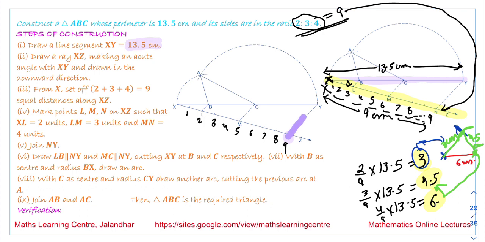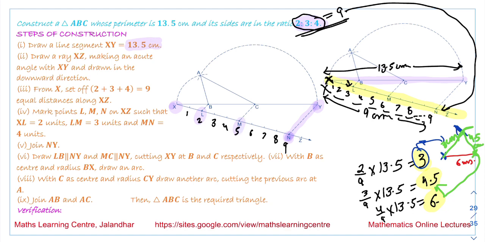We have joined this N and Y. We have joined these 2 points N and Y. We have this line XY. We have this line XN. Then we require the ratio to be 2:3:4. Then the second point we have is L, and then the third point after this is M.